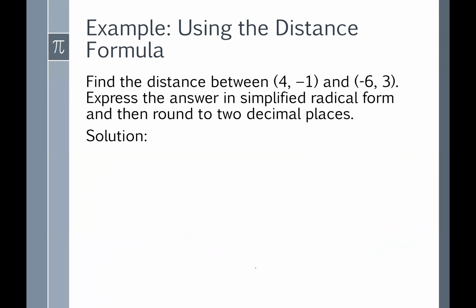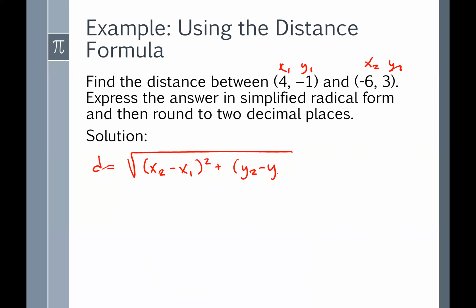All right, let's find the distance between these 2 points. So again, I'm just going to label my 2 points, x1, y1. It just helps me substitute into my formula. So the distance between 2 points on the coordinate plane is the square root of the differences in their x-coordinates squared plus the difference in their y-coordinates squared.